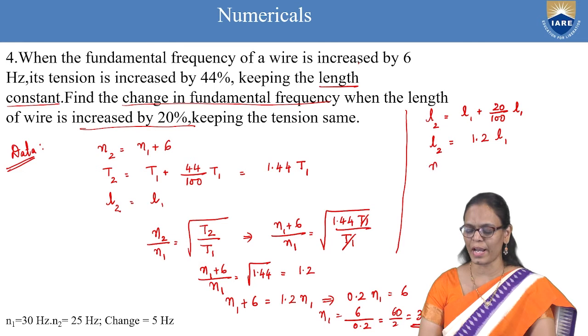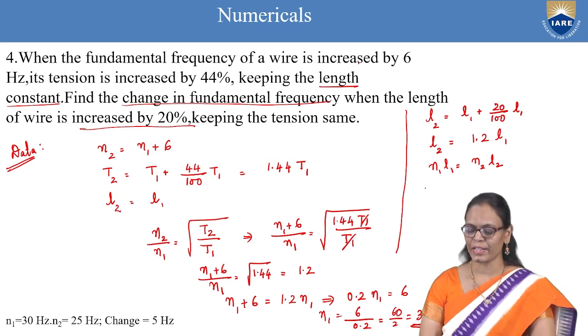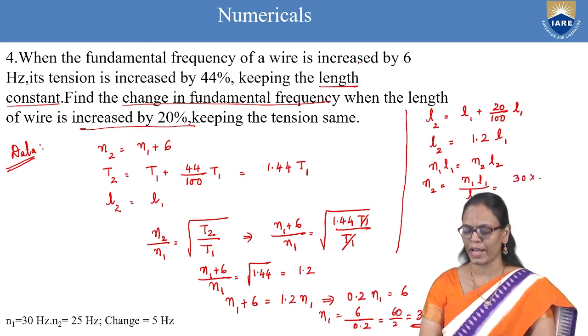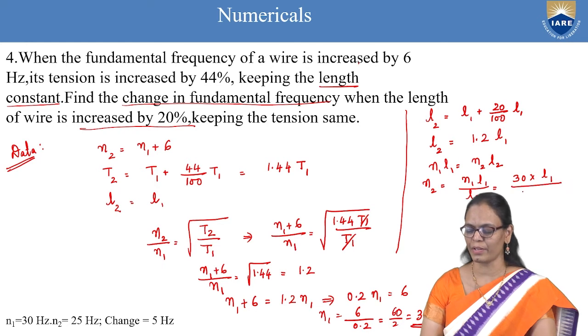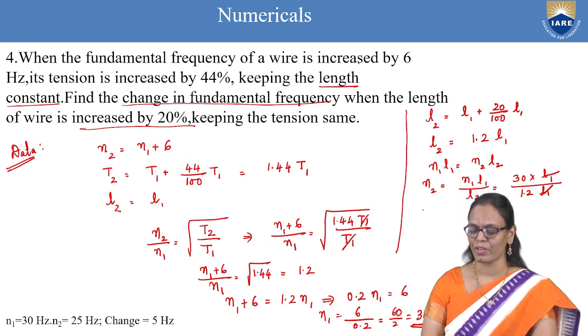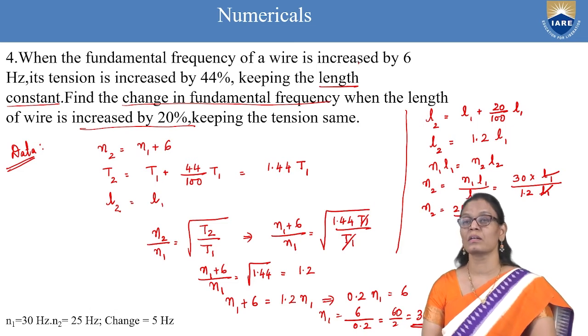Now we'll use the formula N1 L1 should be equal to N2 L2. So how do we get N2? N2 is equal to N1 L1 upon L2. So our N1 now is 30, and L1 upon L2 is L1 upon 1.2 L1. L1 gets cancelled, and 30 upon 1.2, we get N2 as 25 Hertz. So the new frequency is 25 Hertz.